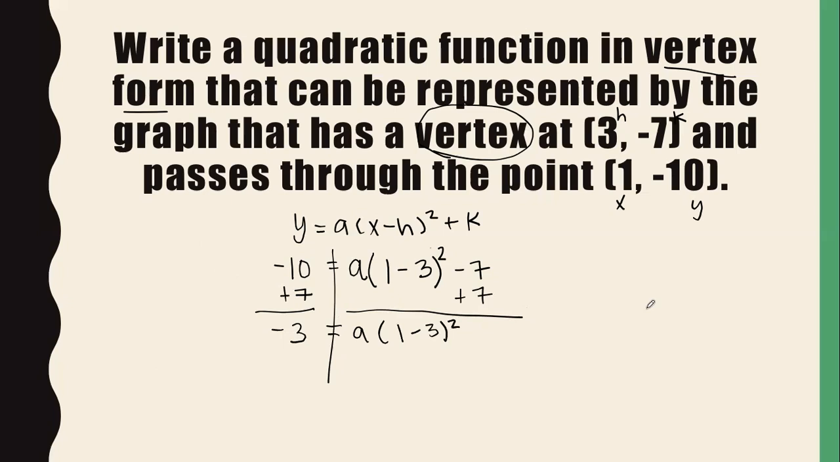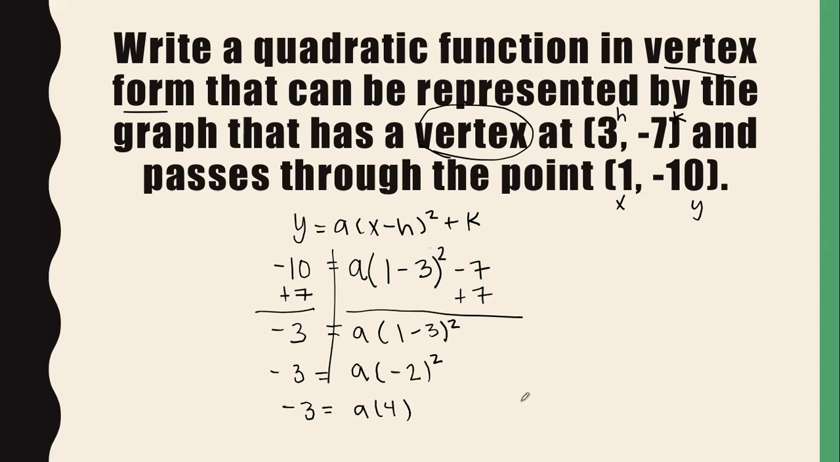So this is kind of ugly to me, and I want to simplify this down. Could I just do what 1 - 3 is? Yeah, let me just do that because I don't like the parentheses. So -3 equals A times 1 - 3 is -2, so -2 squared. Not yet, because I don't like the squared either. Can't I just do what -2 squared is? So what is -2 squared? -2 times -2 is? +4. So that gives me -3 equals A times +4.